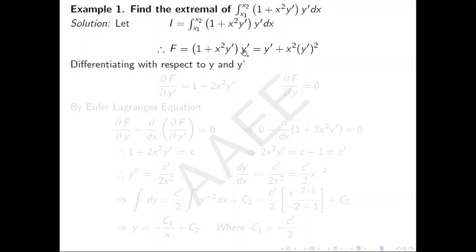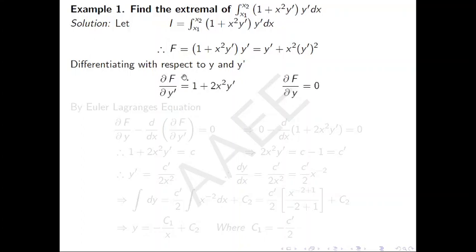So f is equal to (1 plus x square y dash) into y dash. I can multiply both terms by y dash, or I can make it free from brackets: y dash plus x square y dash square. To apply Euler Lagrange's equation, I will have to differentiate f with respect to y and y dash partially.